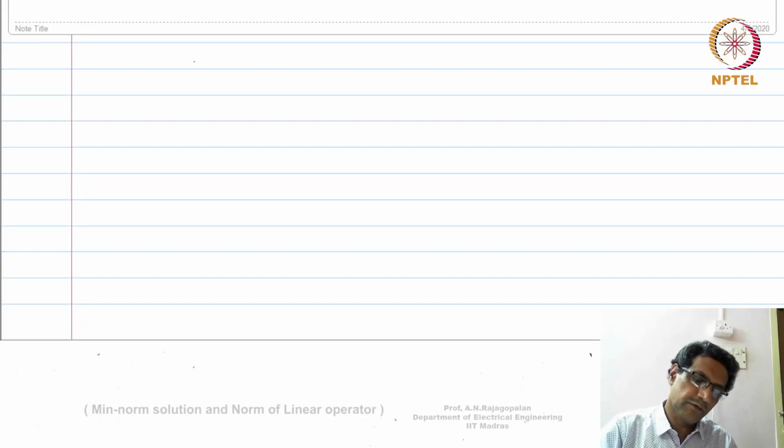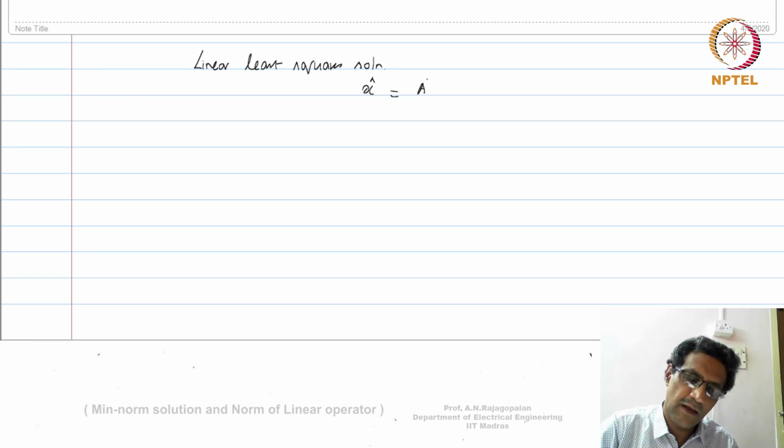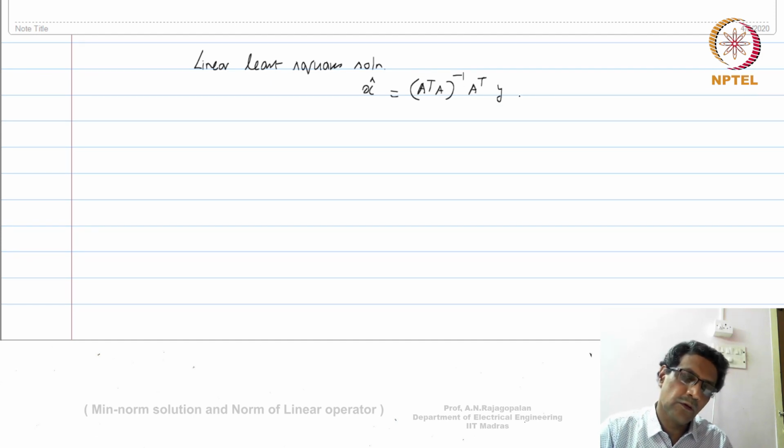So we saw already what is a linear least square solution, or what is called LLS, linear least square solution, which turned out to be x hat is equal to (A transpose A) inverse A transpose Y. And in order to relate it to, let's say, a deblurring problem, you can think of A as your blur matrix.